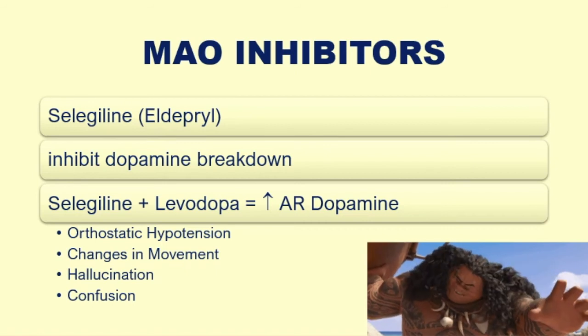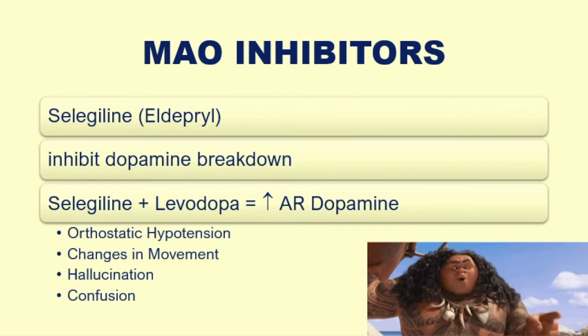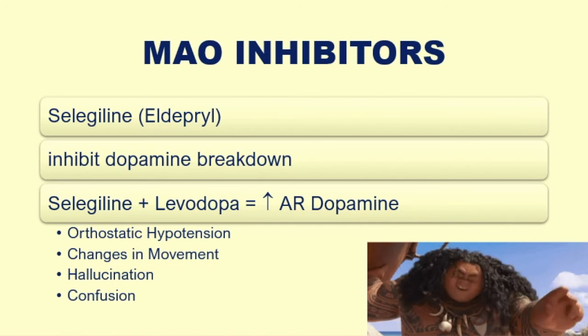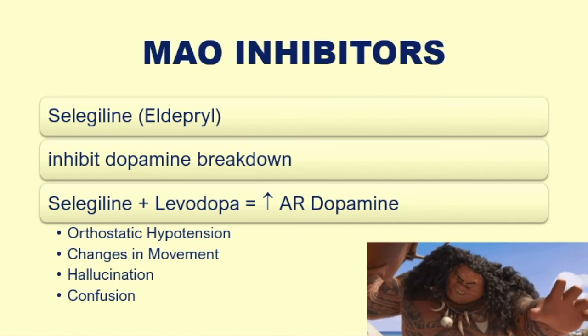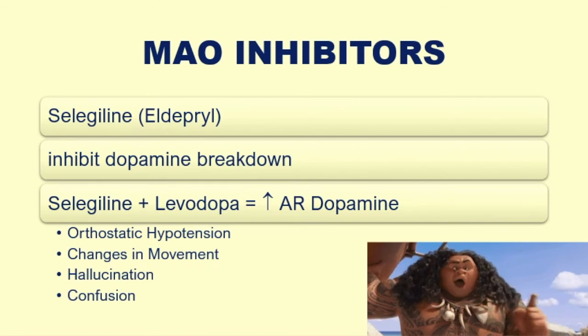Now, your MAO inhibitors would inhibit this oxidation. Your MAO inhibitors would inhibit this breakdown. Hence, the goal of your MAO inhibitors is to increase the levels of your dopamine. However, class, if your selegiline will be combined with levodopa, you are increasing the risk for adverse reactions towards dopamine. Your patient may have the following signs and symptoms: orthostatic hypotension, changes in movement, hallucination and even confusion. So you are aggravating the adverse reactions of your medications. So be careful when you are combining these two medications.